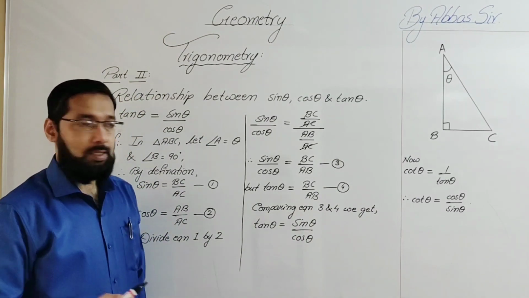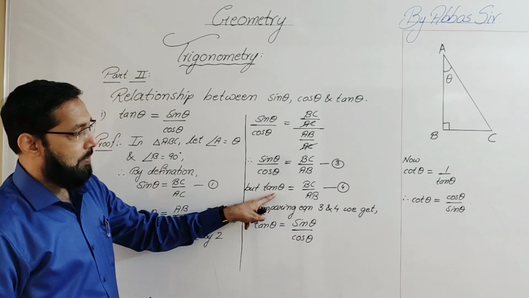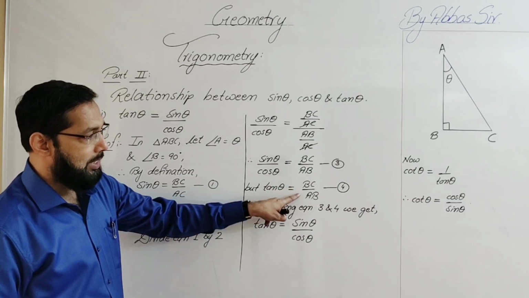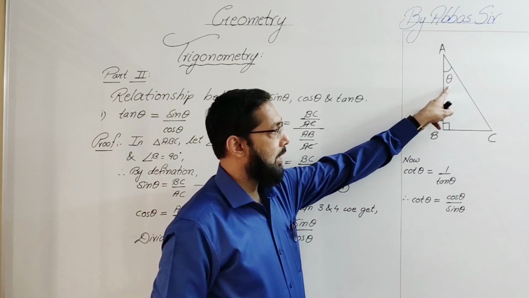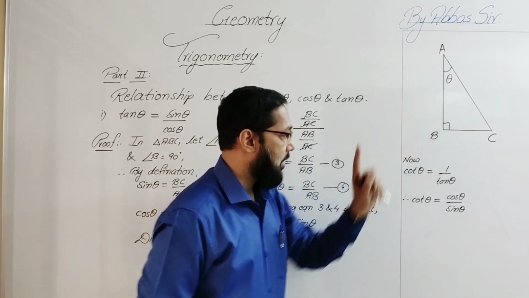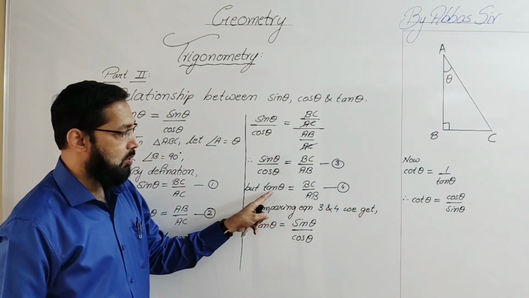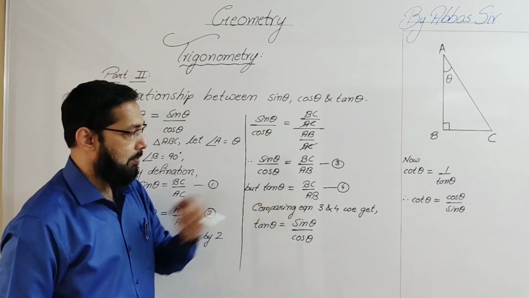Now by definition, tan theta is defined as opposite side upon adjacent side. Opposite side is BC and adjacent side is AB. Therefore, we get the ratio tan theta is equal to BC upon AB. Let this be equation 4.